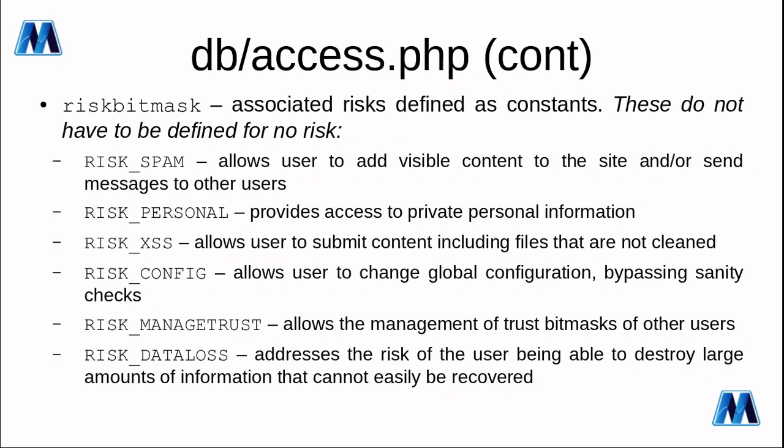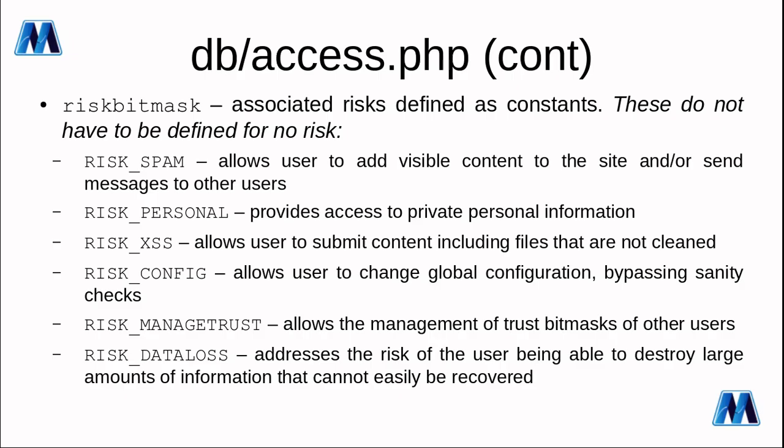So there's also the optional risk mask, which is basically a way to define the risks that the capability poses to the system. So you have things like risk spam, where the user is able to create content that can be seen by others. Risk personal, where access to private information may be made available. Things like cross-site scripting, changes to the configuration, managing the trust of other users, and data loss, where a user may be able to destroy a lot of data.